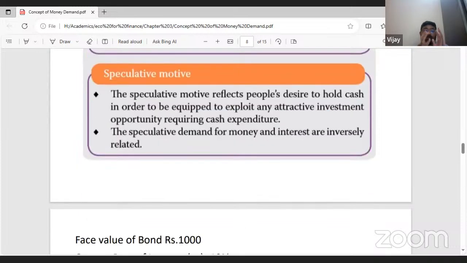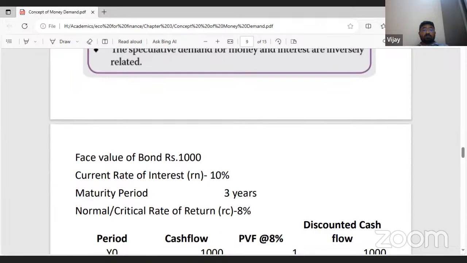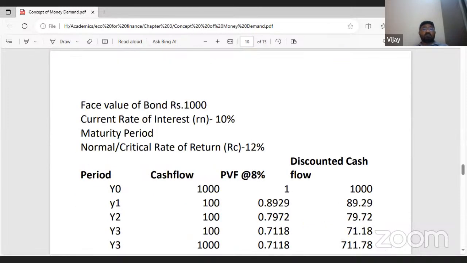So some amount of money you will set aside for what? Investment. But you will invest when that bond is bearing more interest compared to the market interest rate. For example, 1,000 rupees is the face value of the bond. The current rate of interest is what? 10%.